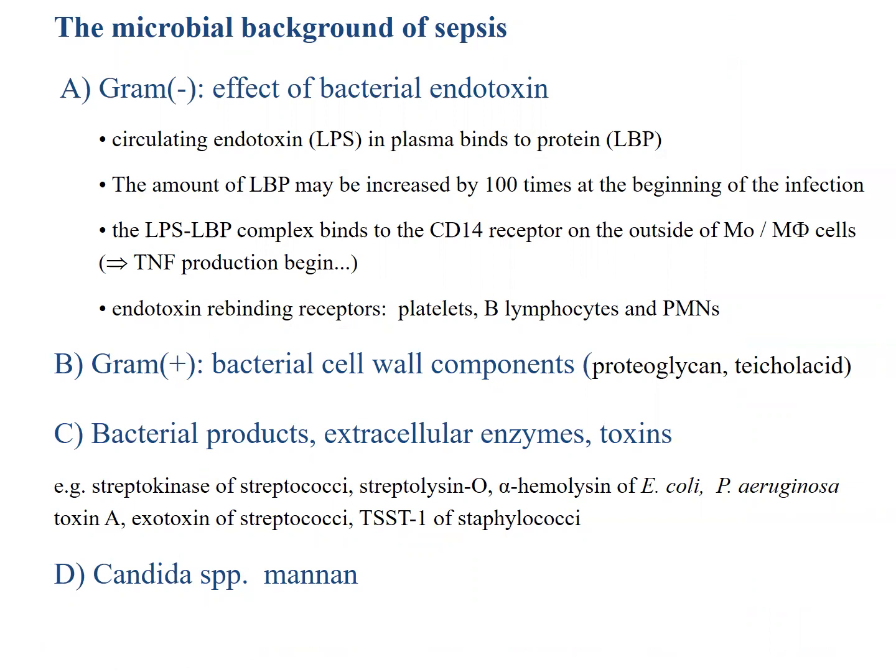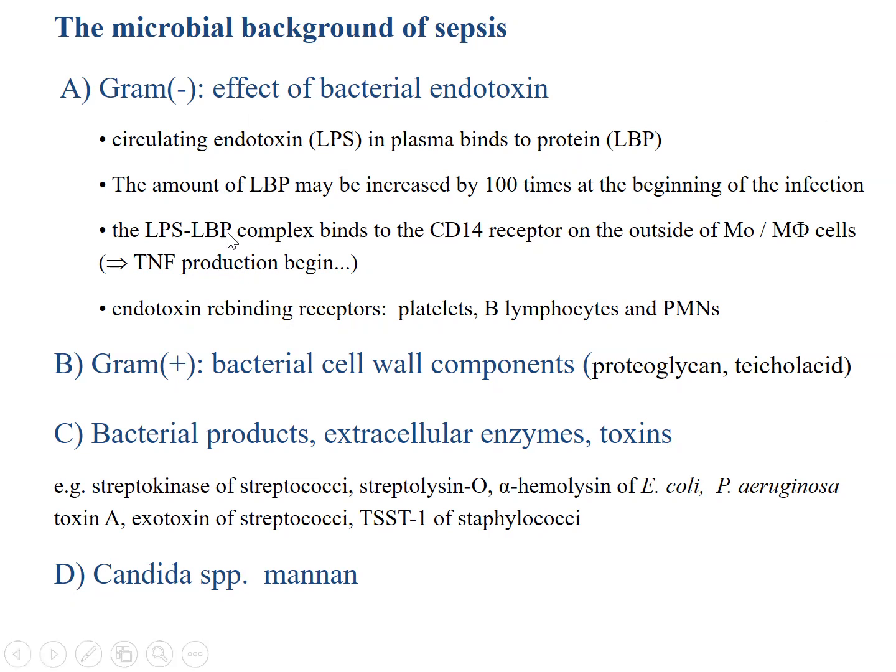We learn many different types of microbes, for example gram-negative, gram-positive, or fungal agents. And if you remember, if we focus on gram-negative bacteria, the most important is the lipopolysaccharide, which can be found in every gram-negative bacterial cell wall, and this is the bacterial endotoxin. Of course, this endotoxin will bind to the binding protein, and if we check very precisely, we can find that the amount of this LBP may increase 100 times at the beginning of the infection.